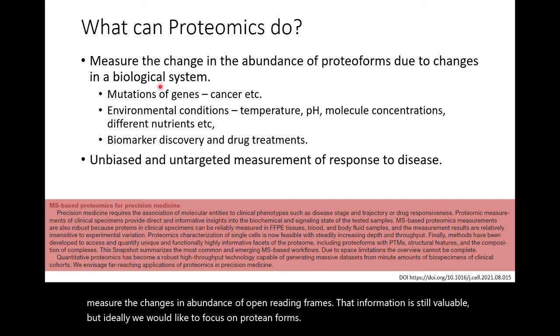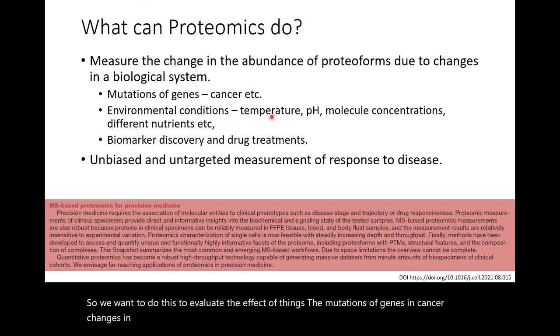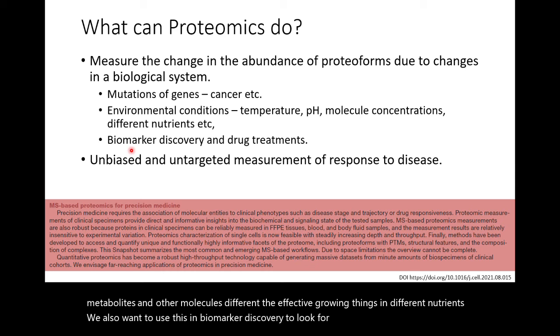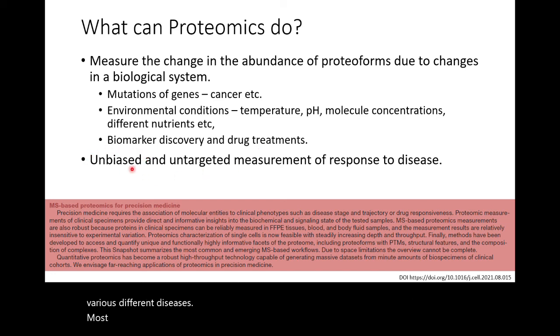So we want to do this to evaluate the effect of things like the mutations of genes in cancer, changes in environmental conditions such as temperature, pH, different concentrations of metabolites and other molecules, the effect of growing things in different nutrients. We also want to use this in biomarker discovery to look for markers of disease that we can use either as a diagnostic or as a lead to develop drug treatments for various different diseases. Most importantly, proteomics is unbiased and untargeted.